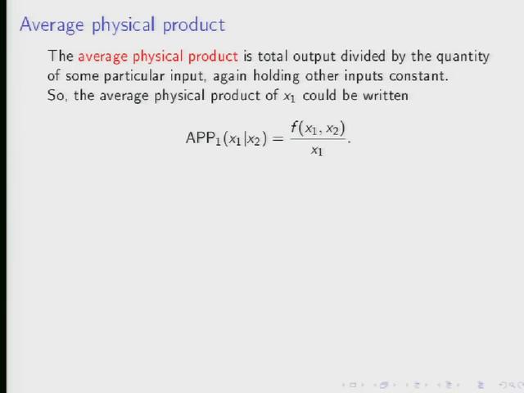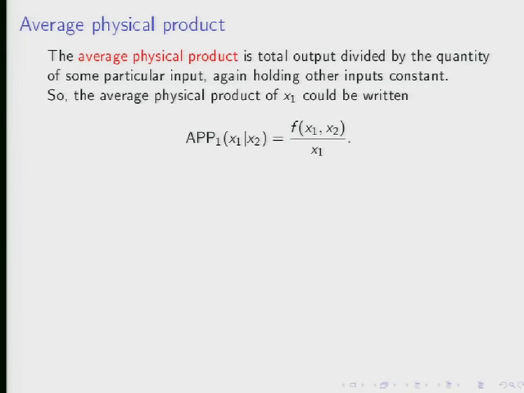So the interpretation of this is, again, holding x2 fixed, how much output do we get for each unit of input x1? So that's average physical product of good 1. Graphically, what that looks like is we can take a point from the origin, and if we're interested in the average physical product of good 1, say at this point, then the average physical product of good 1 is just equal to the slope of this ray that goes to this point on the total physical product curve.